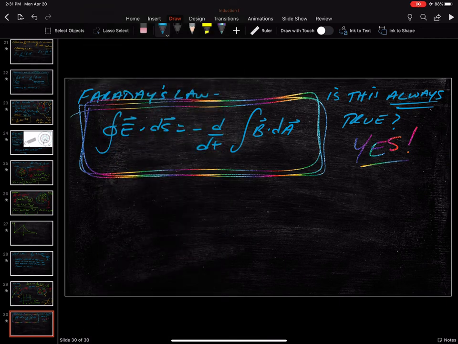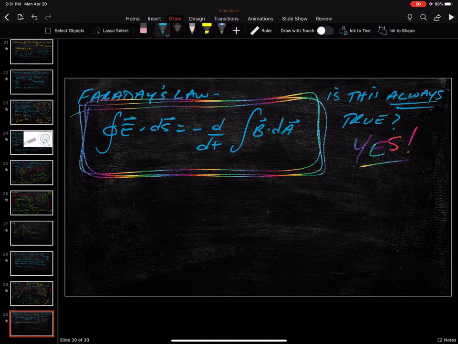Provided there's no magnetic monopoles. If there's magnetic monopoles, you'd add another piece to it, but we're not worried about that right now. Yes, this is absolutely always true. This is one of the 4 Maxwell equations. Okay? This is the integral form of Faraday's law.